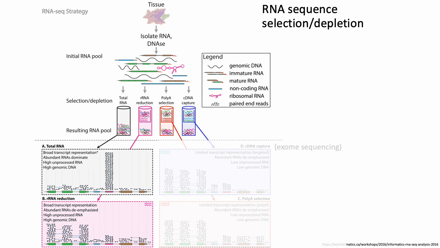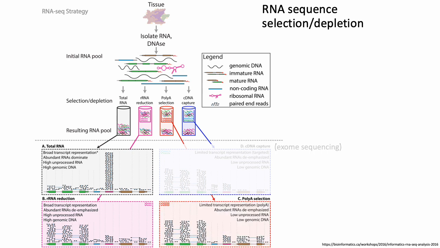And so, again, depleting ribosomal RNA means that you're still left with a lot of RNAs that are going to map to, for example, mitochondrial genes, and you're also left with a lot of non-coding RNA that are not ribosomal, for example.